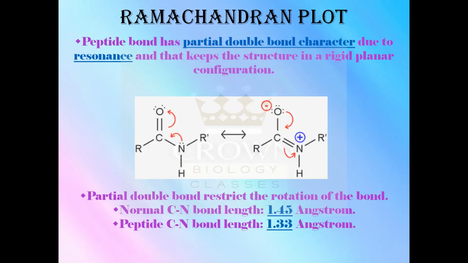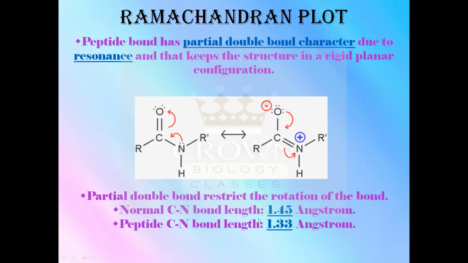So the peptide bond formed has partial double bond character, and how is this partial double bond character acquired by the peptide bond? It is due to resonance, and that keeps the structure in a rigid planar configuration. Because of the delocalization of electrons from the double bond oxygen, the peptide bond has partial double bond character, and that prevents free rotation around the bond. Due to the double bond character, free rotation around this bond is not possible. So the partial double bond restricts the rotation of the bond.